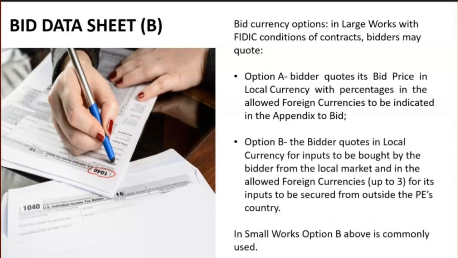Option B. The bidder may quote in local currency for input to be bought by the bidder from the local market and in the allowed foreign currencies, up to 3 foreign currencies, for its input to be secured from outside of the employer's country. In small works, option B above is commonly used. You can also find information relating to the bid validity period in bid data sheet.